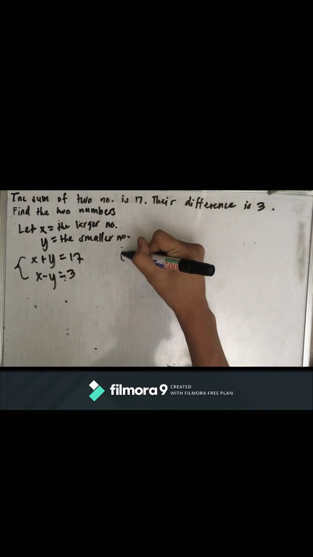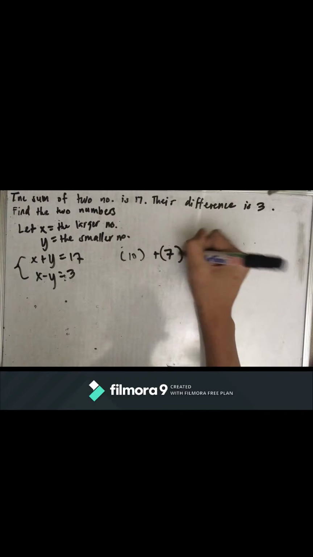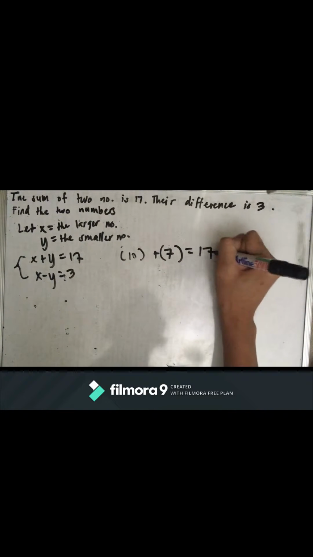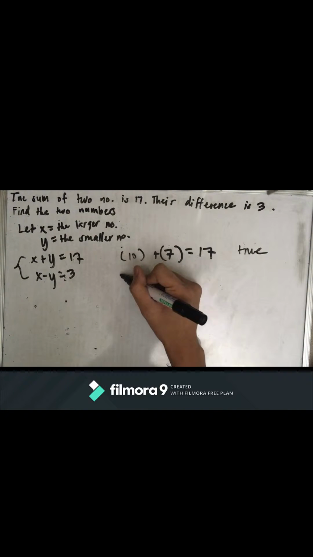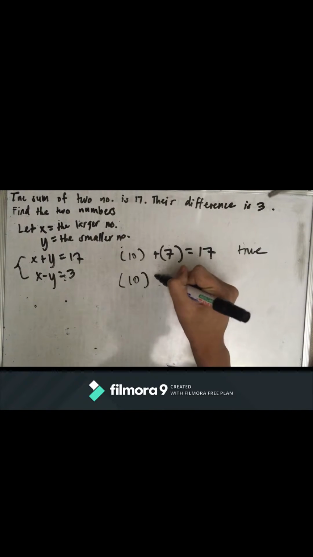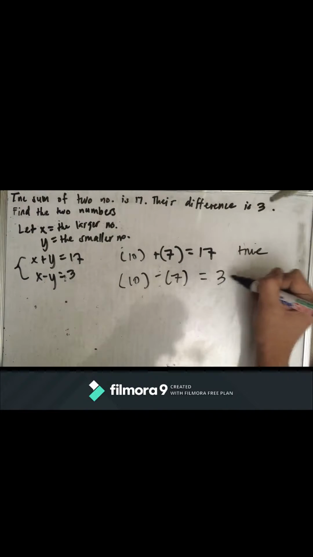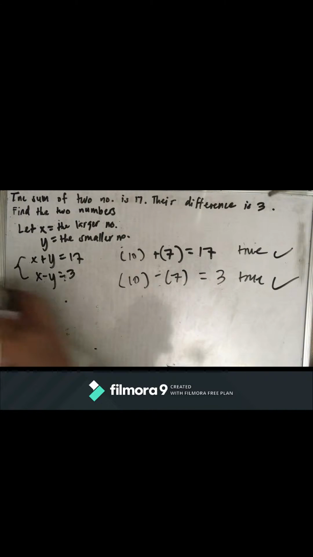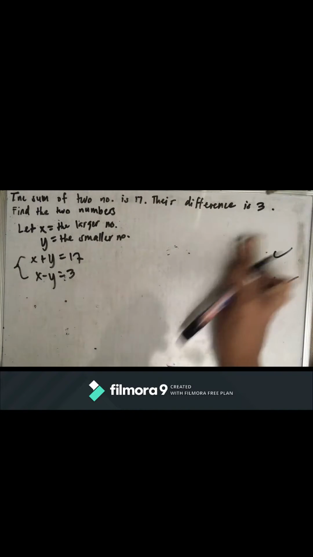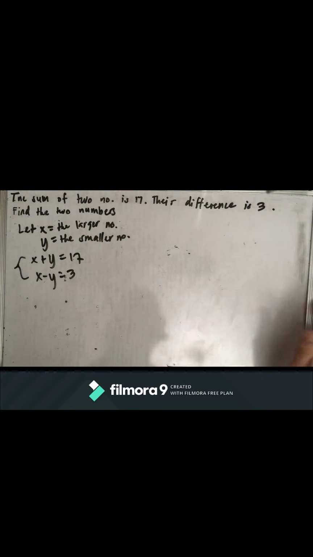So 10 plus 7 is 17. True, it's true. Now 10 minus 7 is equal to 3. So it's true. So that means our answer is correct. So the answer of our problem, the sum of two numbers is 17. Their difference is 3. Find the two numbers.